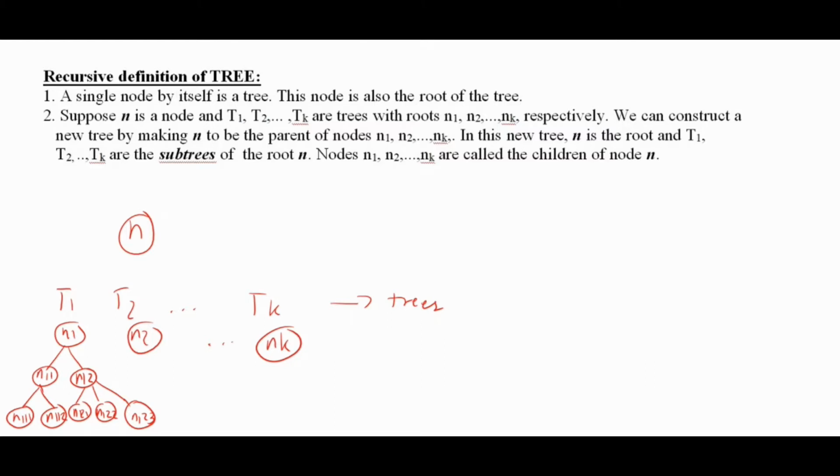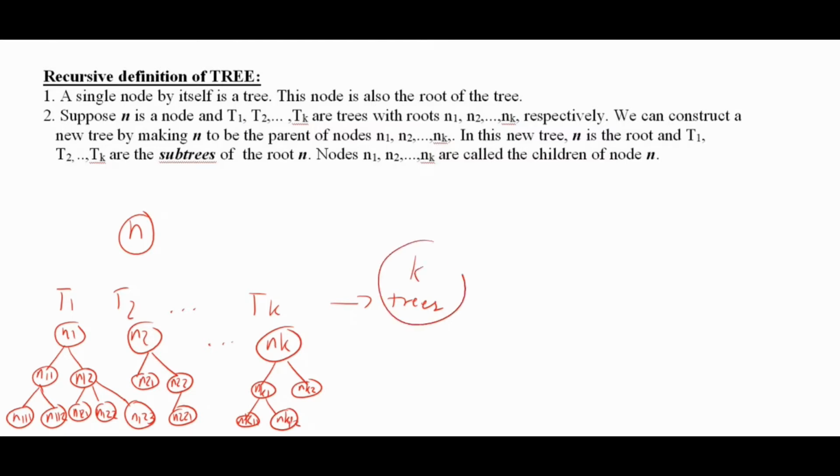And say the root of tree T2, which is n2, has two children nodes, n21 and n22, and say n22 has one child node, n221. And say this tree Tk here with root nk also has children nodes, and say the first is nk1 and the second is nk2, and nk1 has two children nodes. Say this is nk11 and this is nk12.